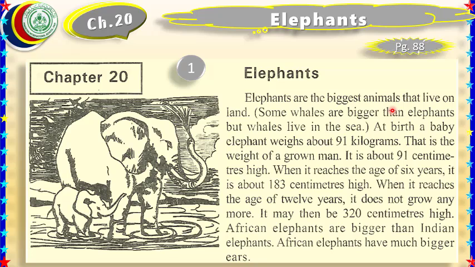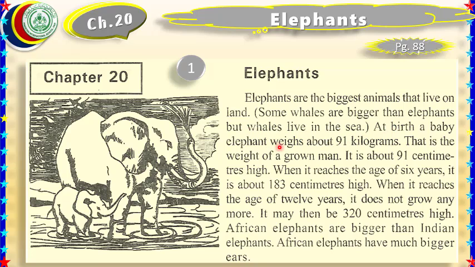Elephants are the biggest animals that live on land. On land, animals are the biggest ones. But some whales are bigger than elephants. But whales live in the sea, not on land. On land, the biggest animal is an elephant. But if we say in the world, then we shall say whales. Elephant is the biggest on the land, not in the world.